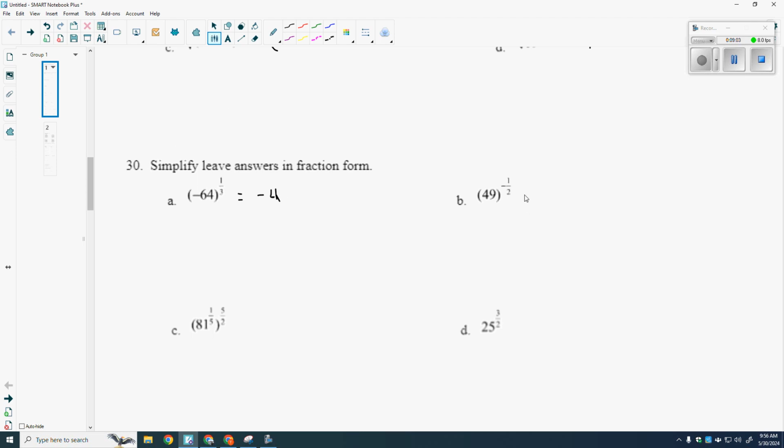All right, 1 over, you can kind of see the negative sign. This means 1 over the square root of 49, which is 1 over 7.